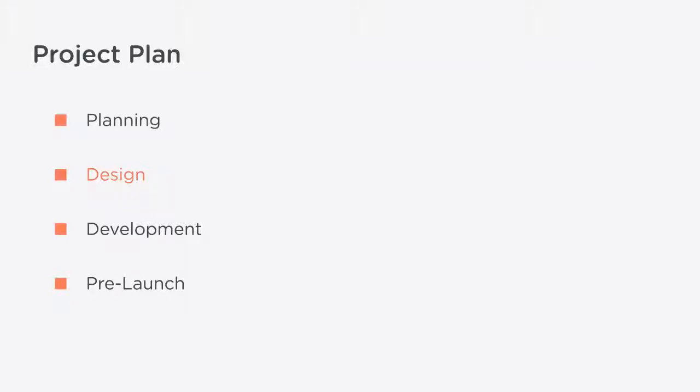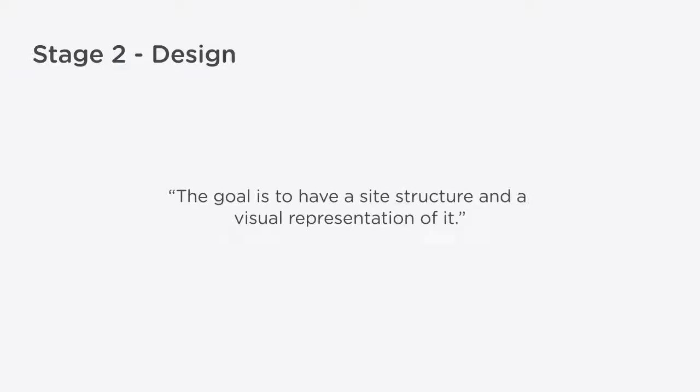During the design stage, your primary task is to take all the information you gathered in the planning stage and lay it out visually. Your goals at the end of this stage are to have a site structure and a visual representation of it. The design process can also be further broken down into the following steps.